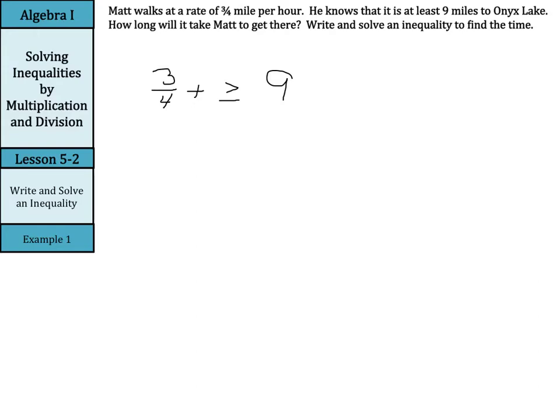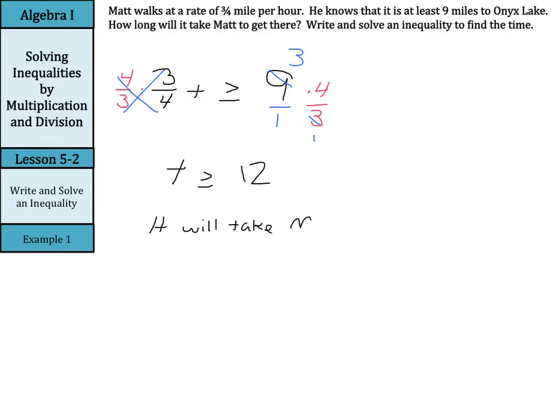Now, how do we solve this? Well, multiply by the reciprocal. If we multiply by 4/3 on both sides here, that cancels. And we're left with t is greater than or equal to, and if we do a little bit of cross-simplifying here, it'll result in 3 times 4 is 12. So our time is going to be greater than or equal to 12 hours, so it will take Matt at least 12 hours.